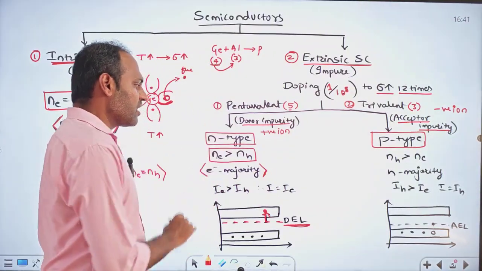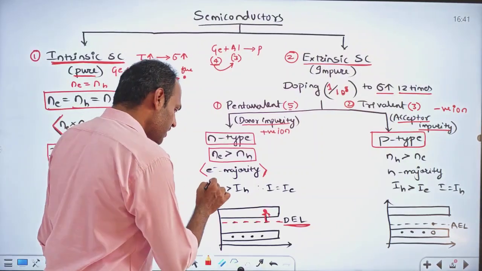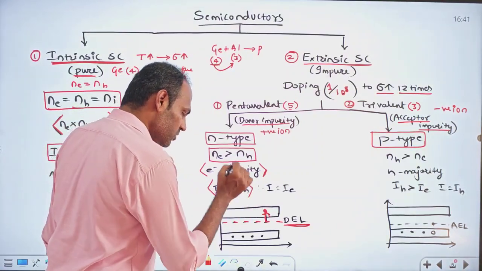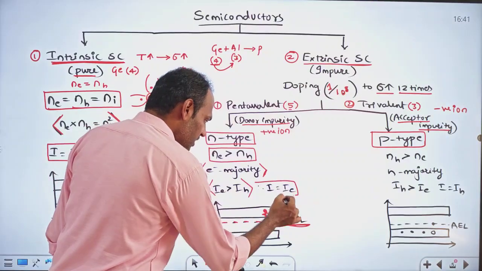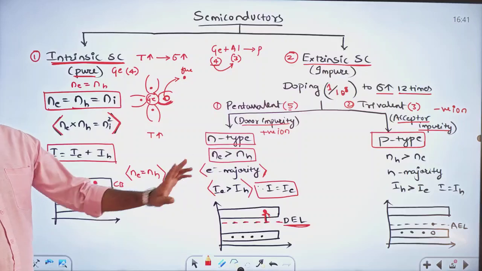In N-type, electrons are majority, holes are minority. Current due to electrons is more than current due to holes. That's why the maximum current is constituted by electrons here. The majority of the current is constituted by electrons.